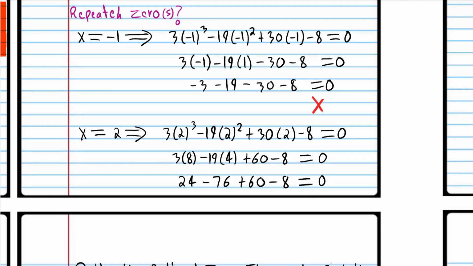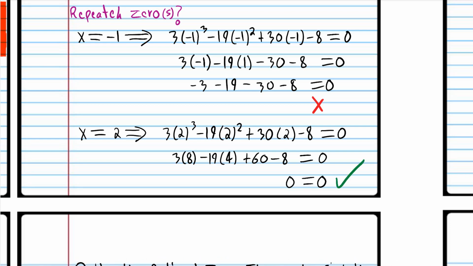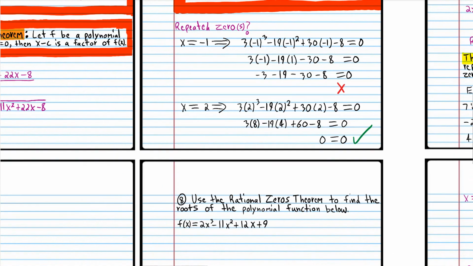So we don't have a lot of room there, so I'm just going to write 0 is equal to 0. So that worked. So now we know that 2 is another solution.